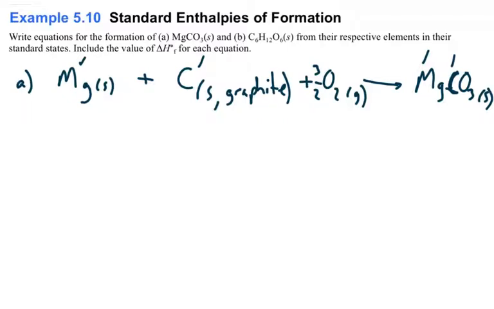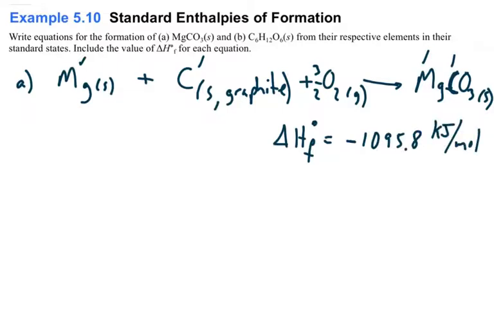Now, if you look at a table and they ask you what is the delta H of formation value for magnesium carbonate, this is from a table. You could find this either online or in the appendix. It is 1095.8. The units are kilojoules per mole.